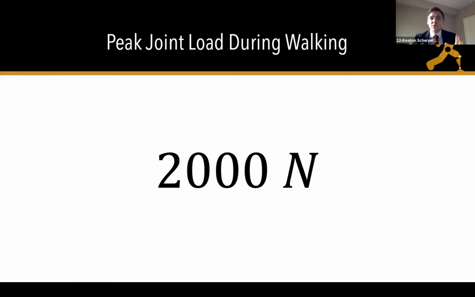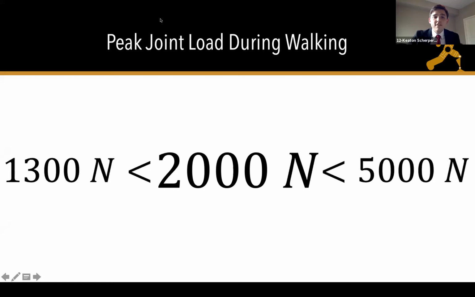So imagine you're walking down the street and someone drops a grand piano on your knee. Well, that gives you a mental picture of what happens because, as we've been talking about, the peak joint load during level ground walking is around 2,000 newtons, or at least that's what we think, but we don't know for sure because joint load can't easily be measured outside the laboratory. So it could be as high as 5,000 newtons or even as low as 1,300 newtons.